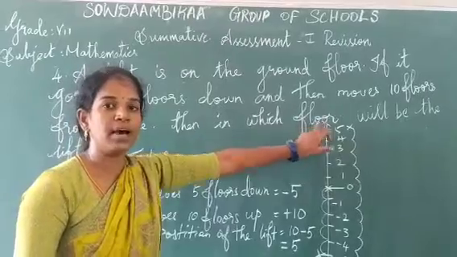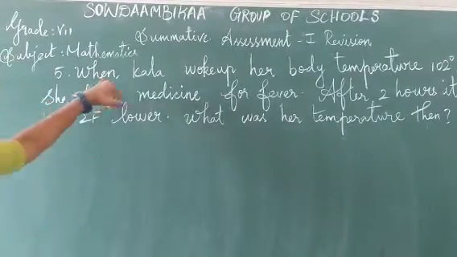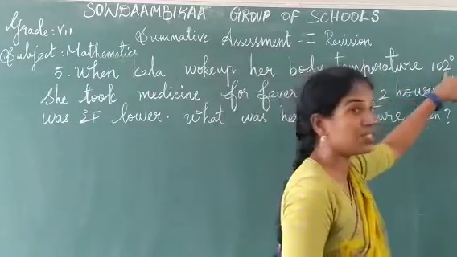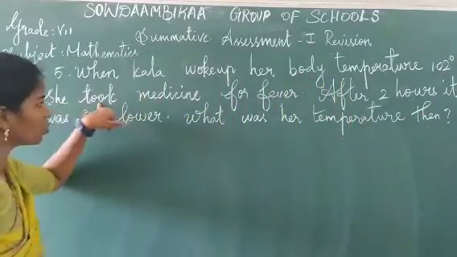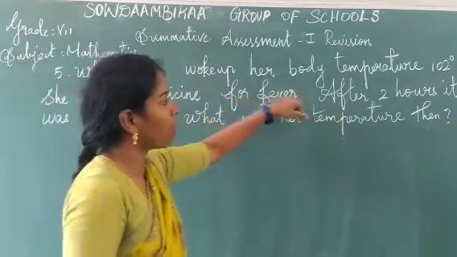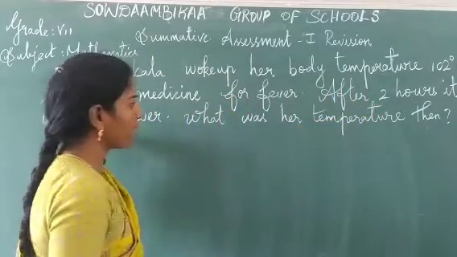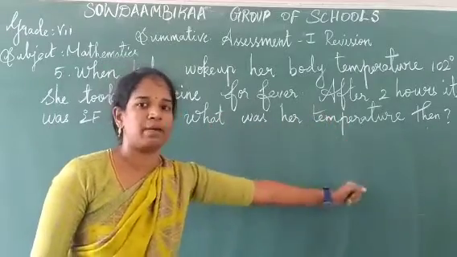All you understand here? Next sum here. Kala worker, her body temperature is 102 degree Fahrenheit. Okay, and she took medicine for fever. After 2 hours, it was 2 degree Fahrenheit lower. What was her temperature then?